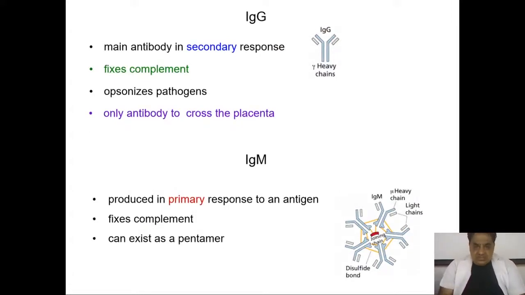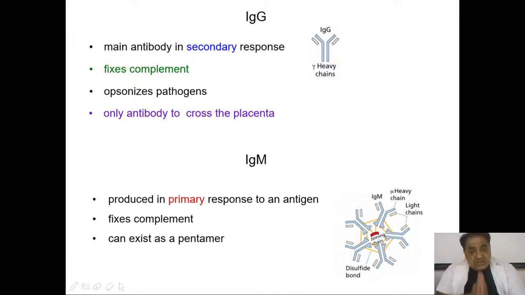IgG response is the main response, which is a secondary response, which happens in the body after a foreign molecule or an antigen enters the body. IgG antibodies, like the IgM antibodies, are able to fix complement. They have the property of opsonization, where they can bind to a pathogen so that the macrophage can recognize and phagocytose it. This is the only class of antibody to cross the placenta.